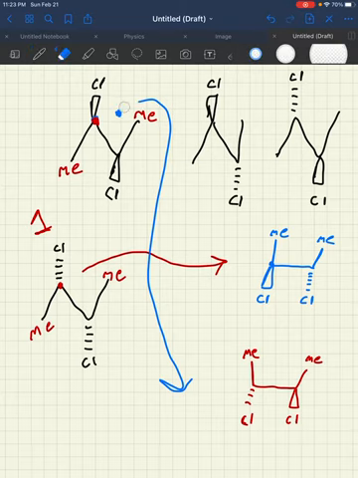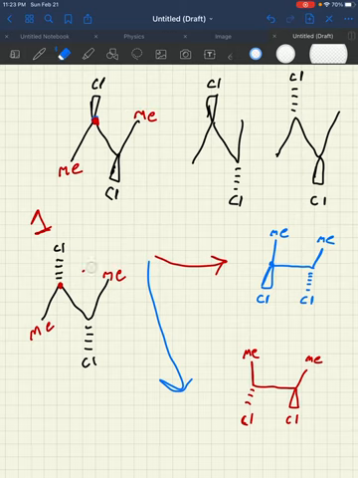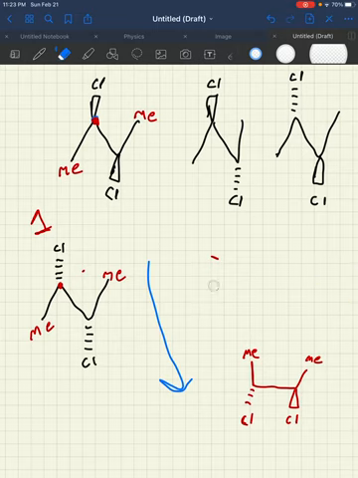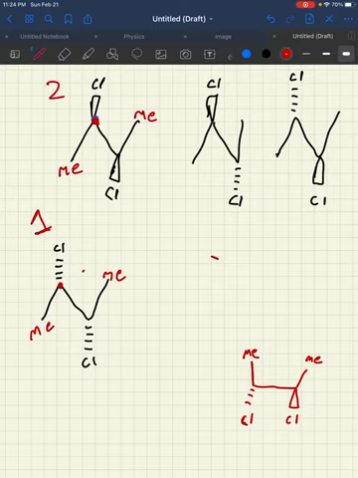However, let me show you why these ones right here are identical. So we already dealt with these ones. We know that molecule 1 and molecule 2 are not identical. So let's take a look at 3 and 4. Isomer 3 and 4.